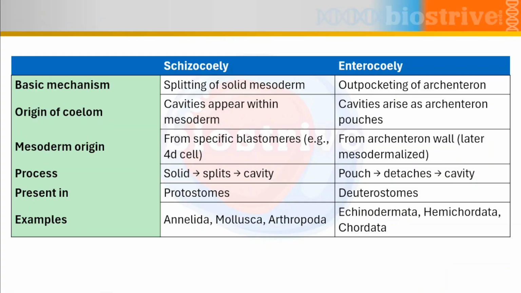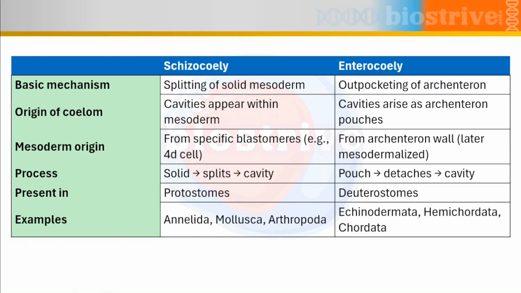What is the major difference between the schizocoely and enterocoely? If we talk about the basic mechanism, in case of schizocoely, there is splitting of solid mesoderm. Patches of solid mesoderm have been formed, and the internal splitting between those patches takes place to form the schizocoelomate organism. Whereas in case of enterocoely, there is outpocketing within the archenteron, the outpushing of archenteron, which will lead to the formation of the enterocoelous body plan.